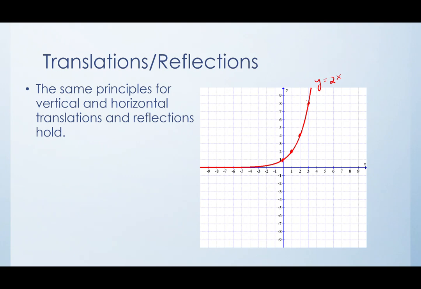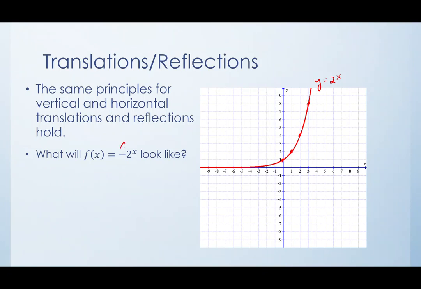So the same principles for vertical and horizontal translations and reflections hold as what we did in chapter 3 and in chapter 5, when we learned about those with just straight up translations and reflections, and then with them as applied to polynomials and power functions. So if I've got f of x equals 2 to the x graphed here, what is the negative 2 to the x going to look like?